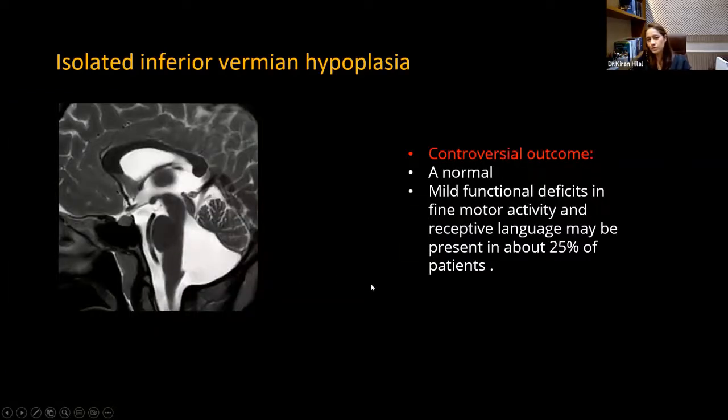And again, most of the time, especially in the pediatric neurology meeting, people always talk about its clinical significance. The clinical neurodevelopment outcome is still controversial. Some studies say they are normal individuals and it's an incidental finding, and some say that they may have a mild functional deficit, especially weak fine motor activity in these individuals. So again, I'm not going to go into detail of that.